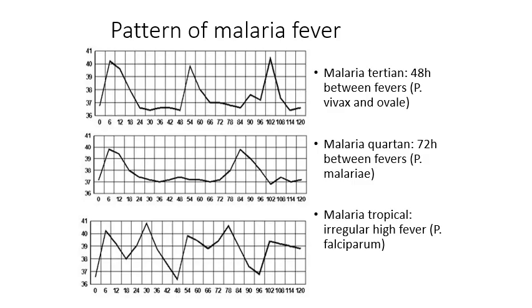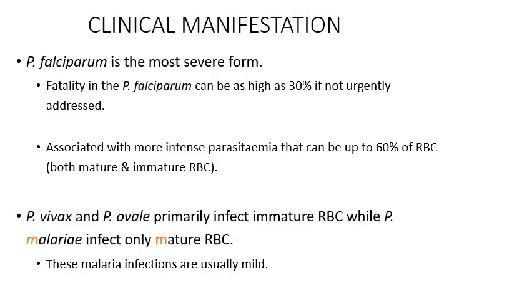Look at it. So you can see those occurring every 48 hours is the vivax and the ovale. Those occurring every 72 hours is what? P. malariae. And those occurring at irregular intervals is what? P. falciparum, which is the one that predominates in West Africa. So P. falciparum causes the most severe form of malaria.